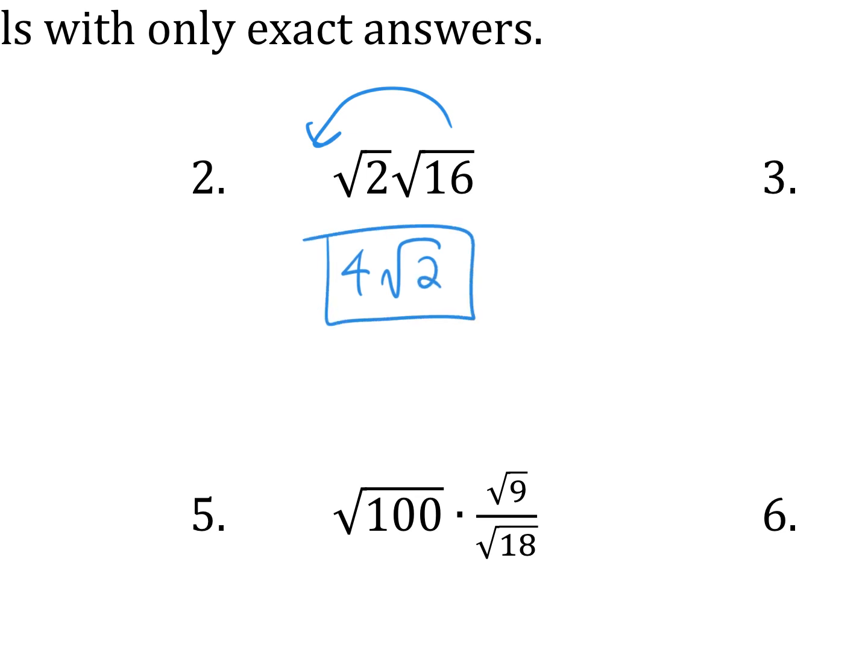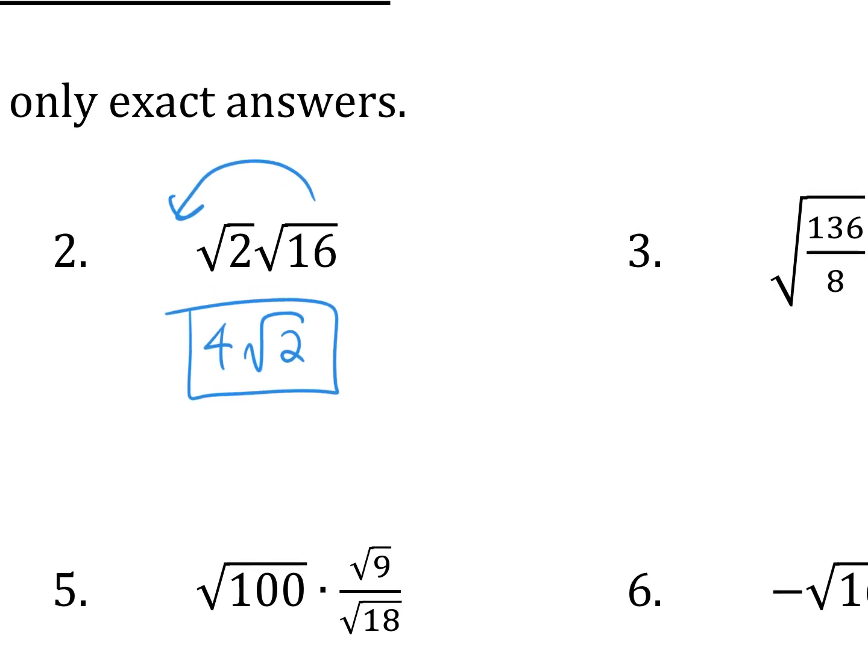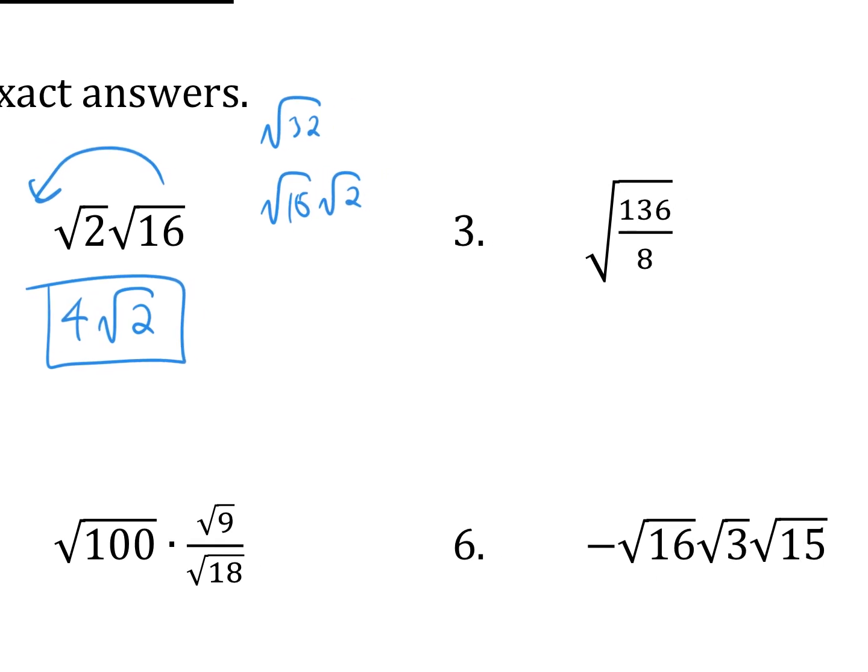If you did square root of 32, you would get the same thing again. You would get square root of 16, square root of 2 again. It's basically just the same thing, just flipped around here. Okay?